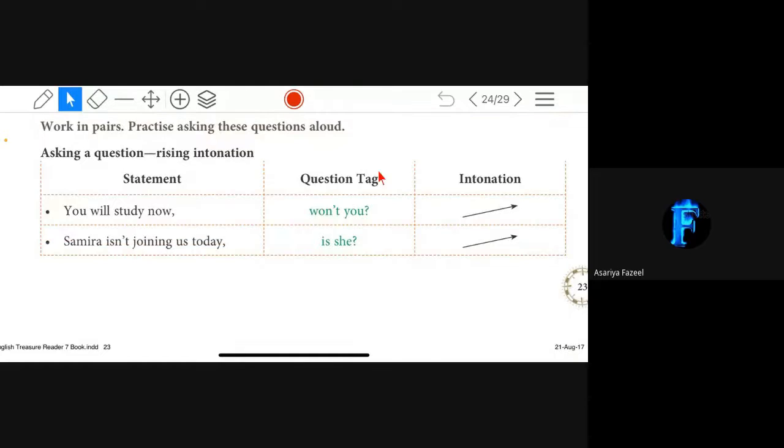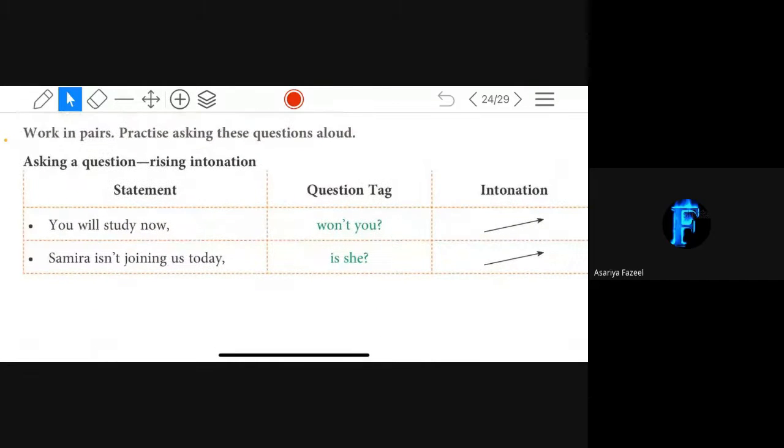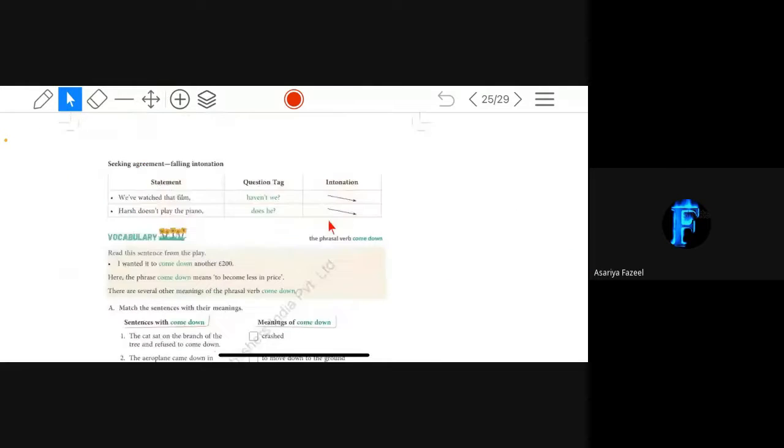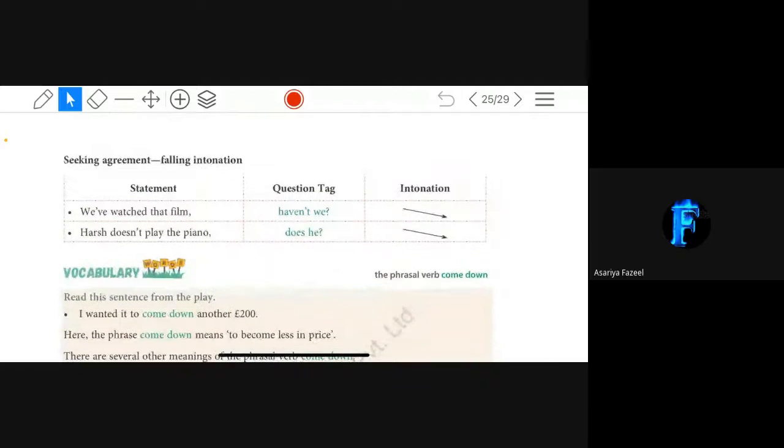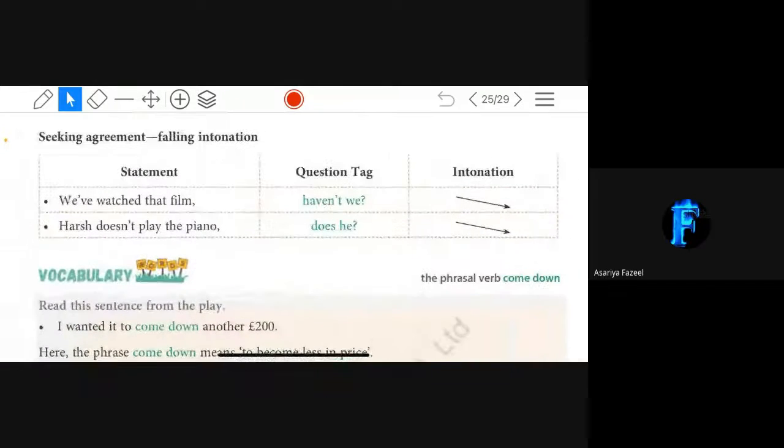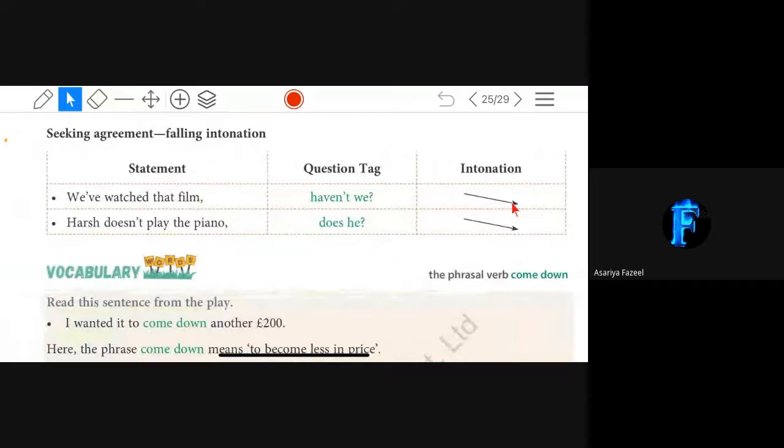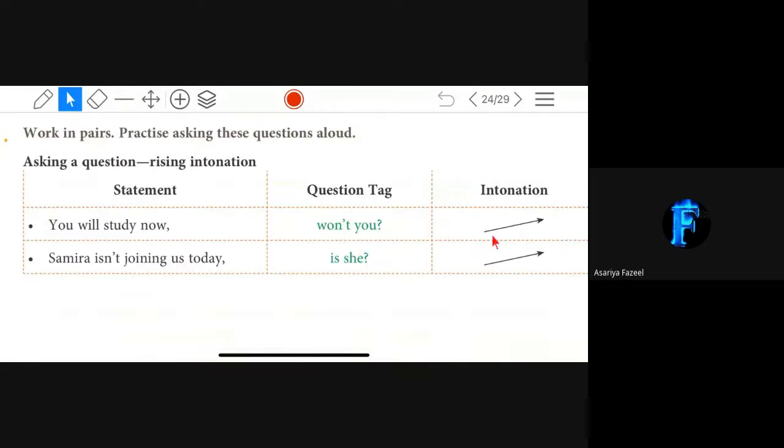Yes, sir. Clear. See, they have given examples. There are two upward arrows, and here on the next page there are two downward arrows. What is the difference? How will you read this question tag? Rising intonation: you will study now, won't you?